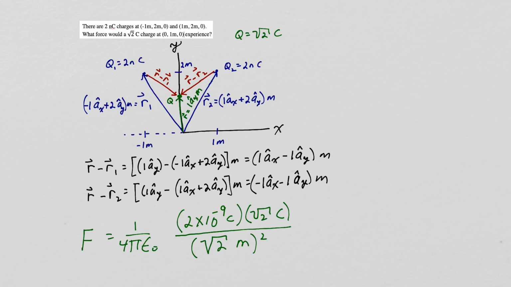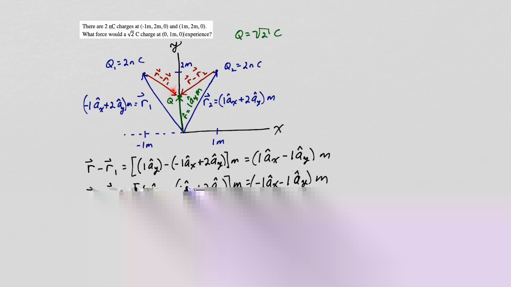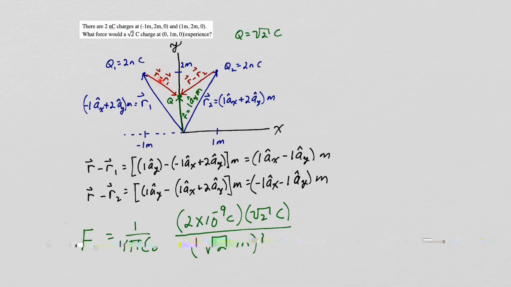Now we can add in the direction of the force, and the direction will be along the vector r minus r1, so we want to find a unit vector in the direction of r minus r1. That unit vector is r minus r1 divided by the magnitude of r minus r1, the magnitude being the square root of 2 meters, so that just turns this into a cubed.